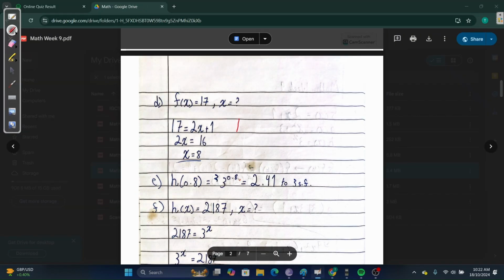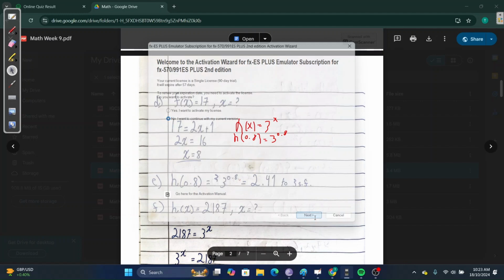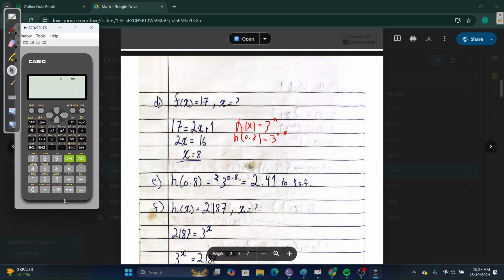So we have h of x is equal to 3 to the power of x. So just substitute 0.8: h of 0.8 is equal to 3 to the power of 0.8. So now you just do this on a calculator. So I have the calculator here. There we go. Okay. 3, and then to get the exponent, this button here, 0.8, equals 2.408. But they wanted 3 significant figures, so you round 2.408 to 2.41, and that's your final answer.